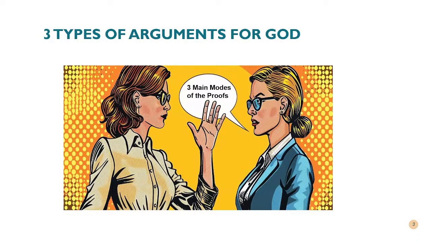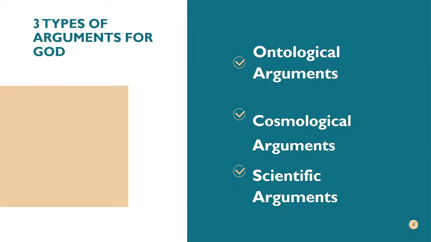So there are three types of arguments for the existence of God, three main modes of the proofs. There is what is known as the ontological, the cosmological, and the scientific arguments. I'm going to touch mostly upon the cosmological arguments and show why I think the cosmological as well as the fine-tuning scientific arguments are the best. The ontological argument works, but as we will see, it takes some things for granted regarding what we know about God.